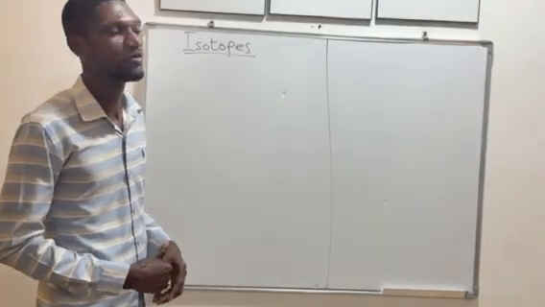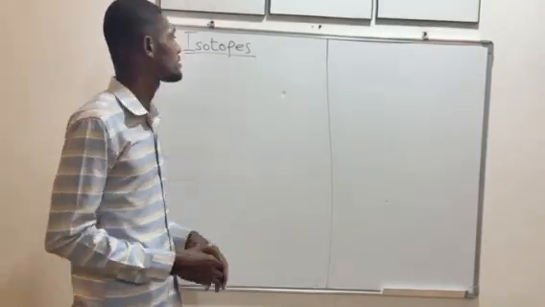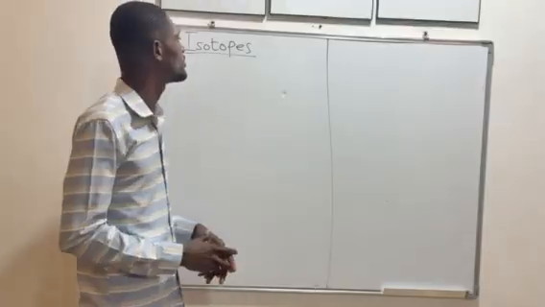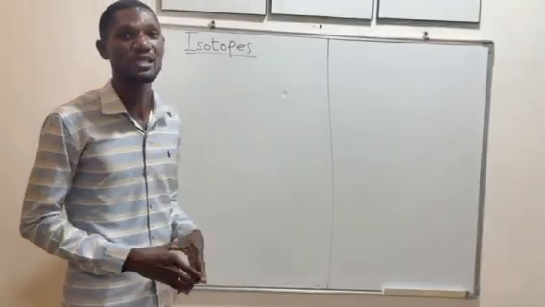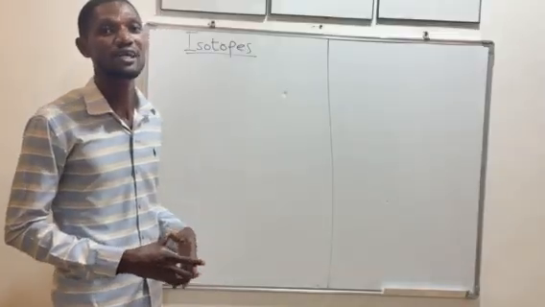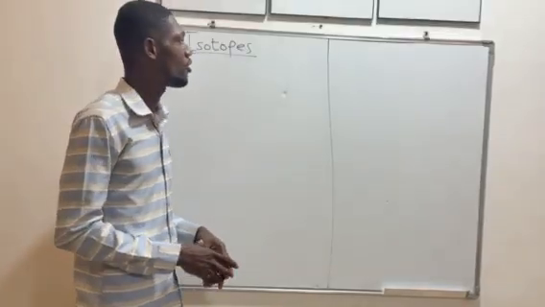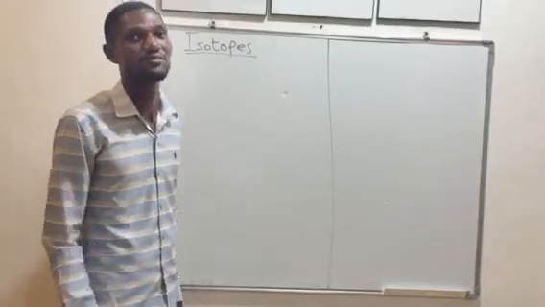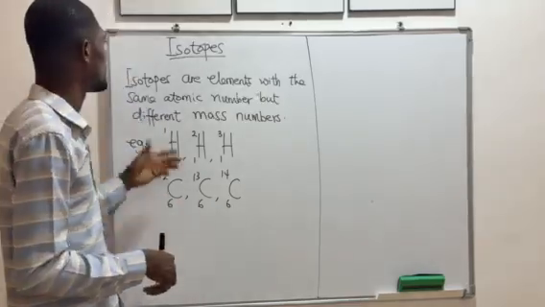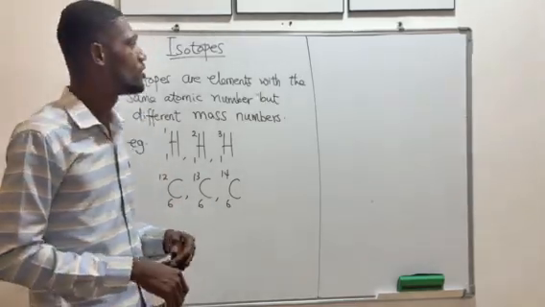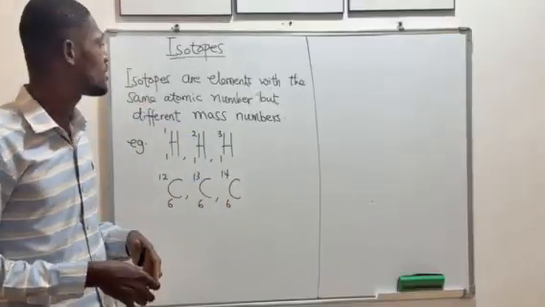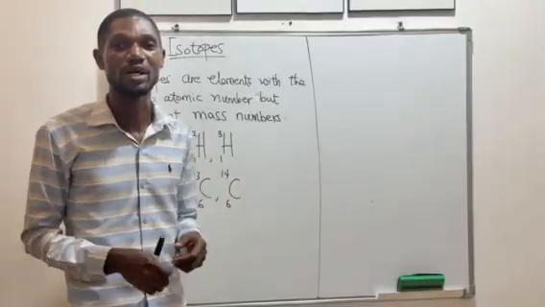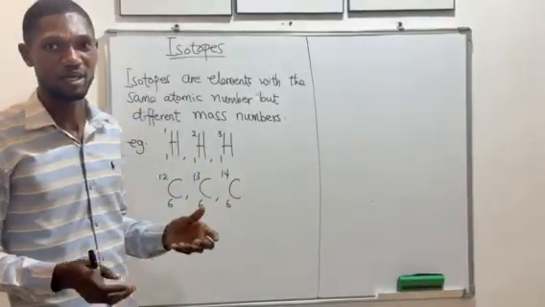We continue with the lesson on the structure of the atom by looking at isotopes, and then specifically we look at how to calculate the relative atomic mass of a given element. So let's begin with the definition of isotope. So when we say isotopes, what are isotopes? Isotopes are elements with the same atomic number but different mass numbers.